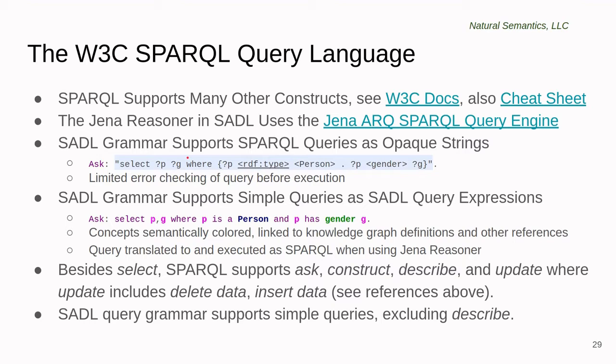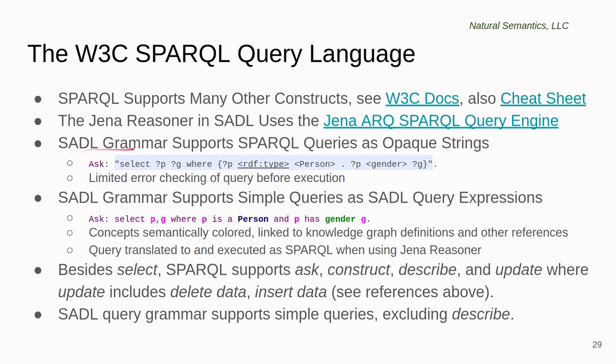The World Wide Web Consortium, W3C, has a standard for the SPARQL query language. And SPARQL supports many other constructs beyond what we just discussed. Here are links in the slides to documentation, and here's a nice little summary cheat sheet about SPARQL capability and constructs. The Jena Reasoner in SADL uses the Jena ARQ SPARQL query engine, so it processes SPARQL queries.